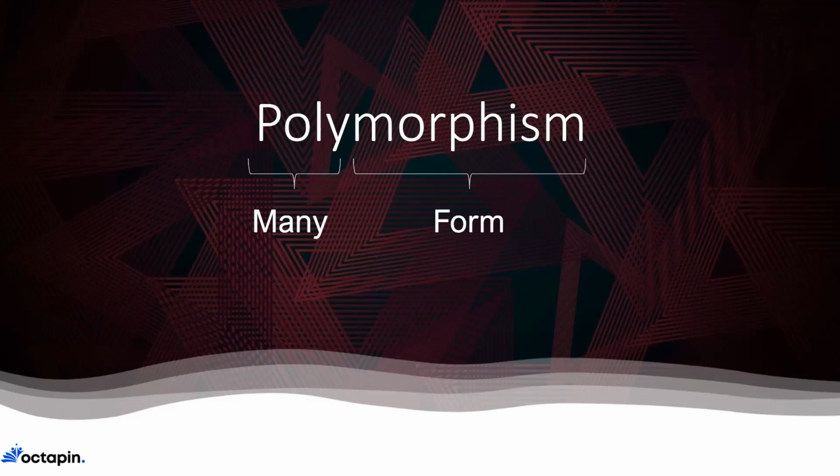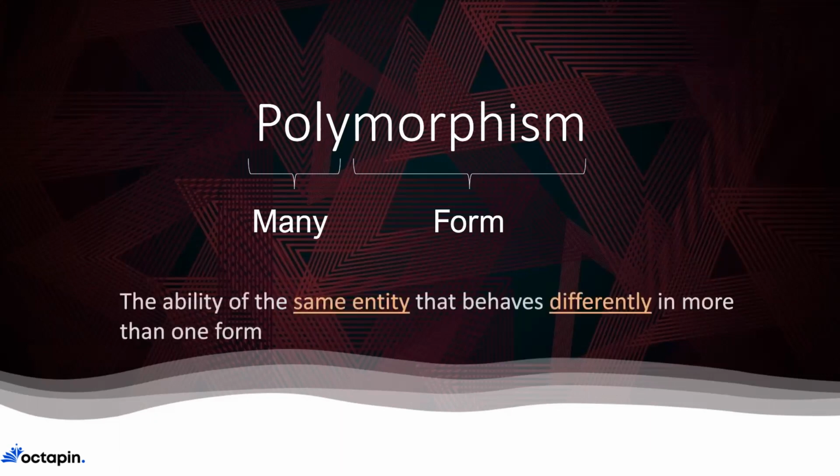Confused? Let's take an example. Suppose you are a son, a brother, a friend, or even a student as well. So what are these? These are nothing but your different forms, or I can say your different roles. It means that as a single person or entity, you are having different roles at the same time. That is what polymorphism means. In simple terms, polymorphism is the ability of the same entity to behave differently in more than one form.